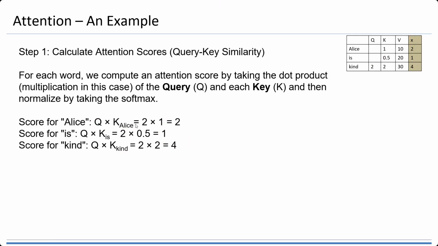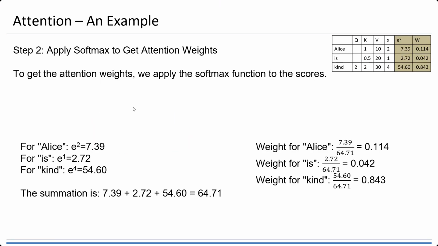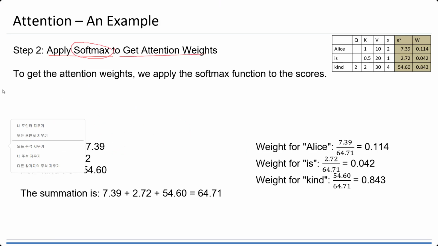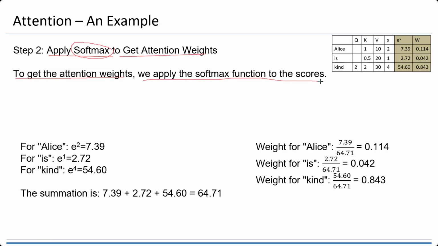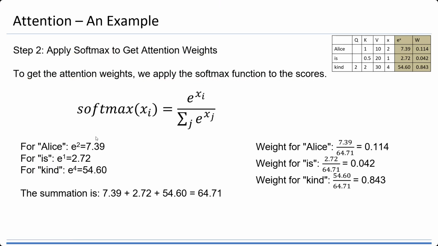After we have this value, we can apply a kind of function. You can apply the logistic function, you can apply a ReLU function, you can apply the tangent function. Now let me just use softmax to get the attention weight. To get the attention weight, we apply the softmax function to the scores. What is softmax? So this is the softmax function.